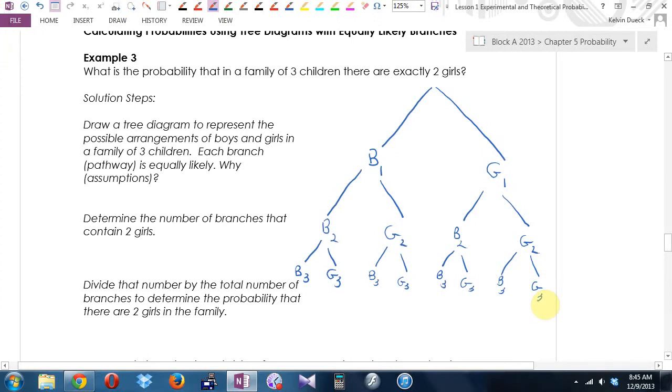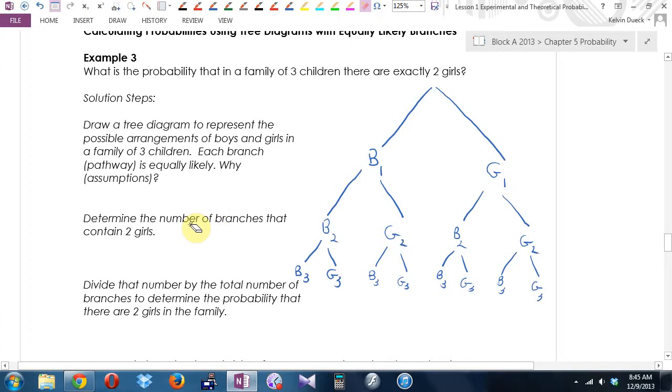So I wrote down here solution steps. Draw a tree diagram to represent the possible arrangement of boys and girls in a family of 3 children. Done. Each branch is equally likely. Why? Assumptions. We are assuming the odds of having a boy and a girl are 50-50. Next, determine the number of branches that contain 2 girls.